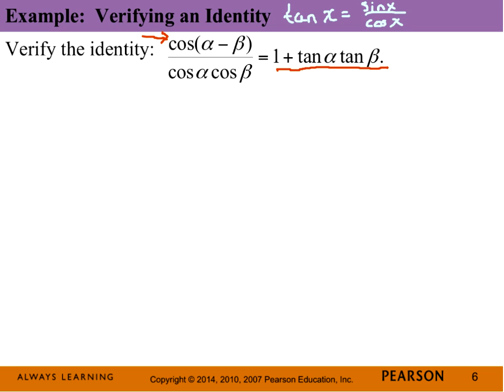So it would be very desirable for me to try to somehow get some sines happening in the numerator here to hopefully divide out and create some tangents for myself. So that's what I'm going to do first, is use my cosine difference formula to expand the numerator there. I'm not going to write the cosine difference formula out because I'm working with alphas and betas here instead of exact values. So as soon as I rewrite that numerator, that will be the given cosine formula. So that numerator becomes the cosine of alpha times the cosine of beta.